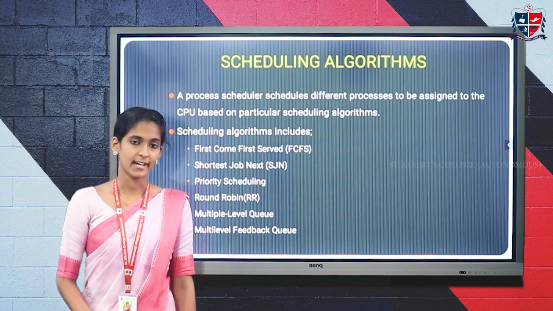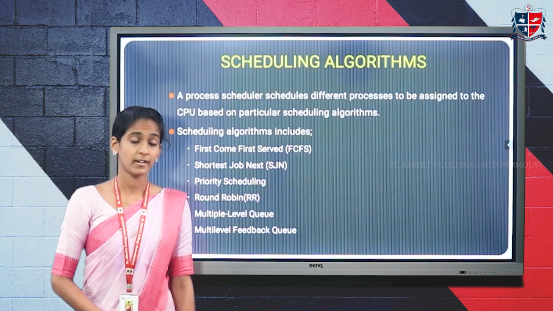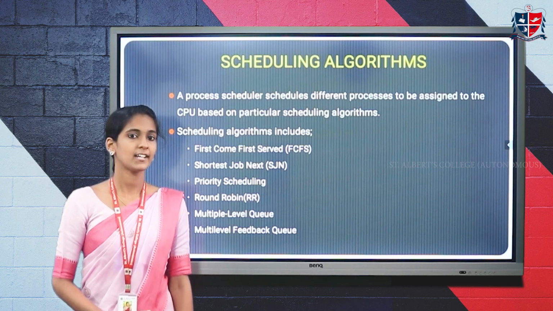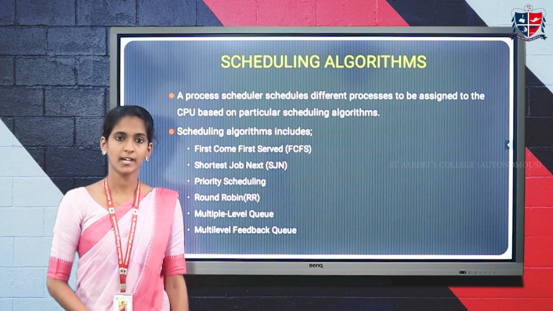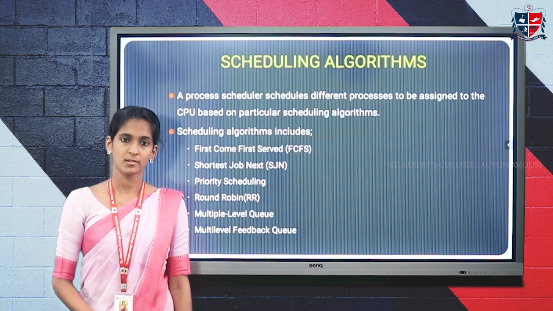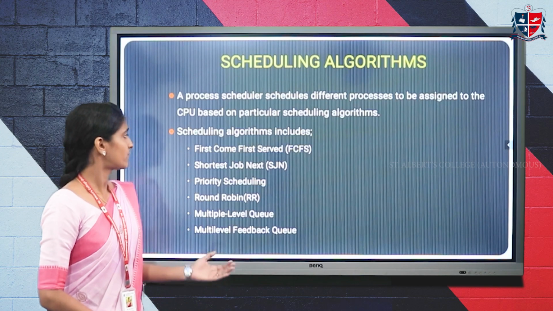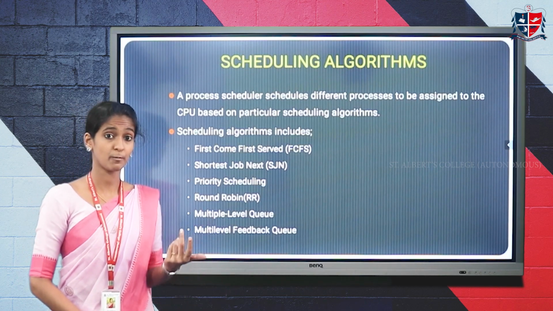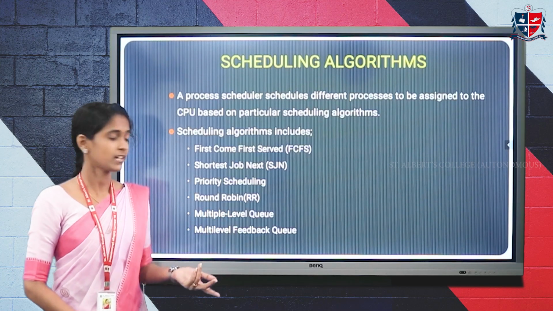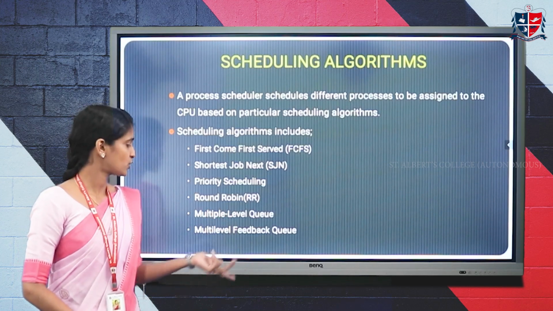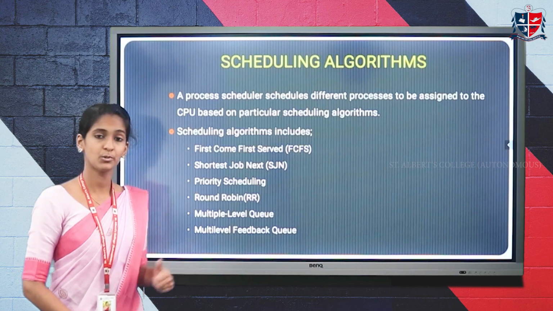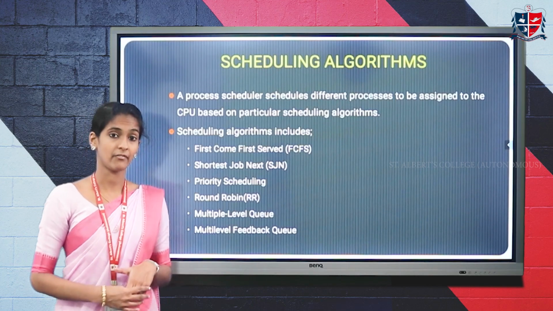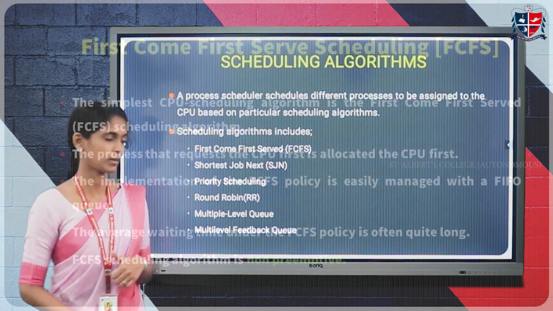We use them because there are different processes which are requesting the CPU. In what manner these requests should be processed depends upon which type of scheduling algorithm is chosen for processing that request. There are different types of scheduling algorithms: first come first serve, shortest job next, shortest job first, priority scheduling, round robin scheduling, multi-level queue scheduling, and multi-level feedback queue scheduling. Today we are focusing on FCFS, that is, first come first serve scheduling algorithm.